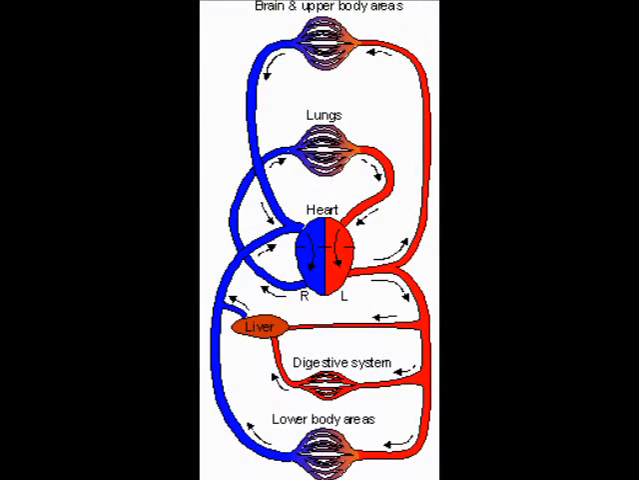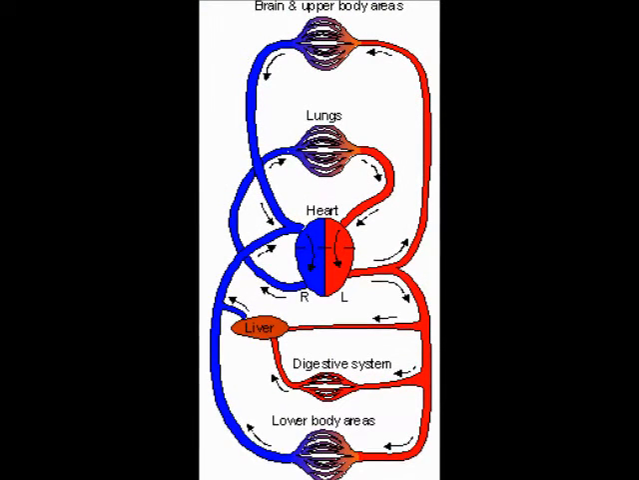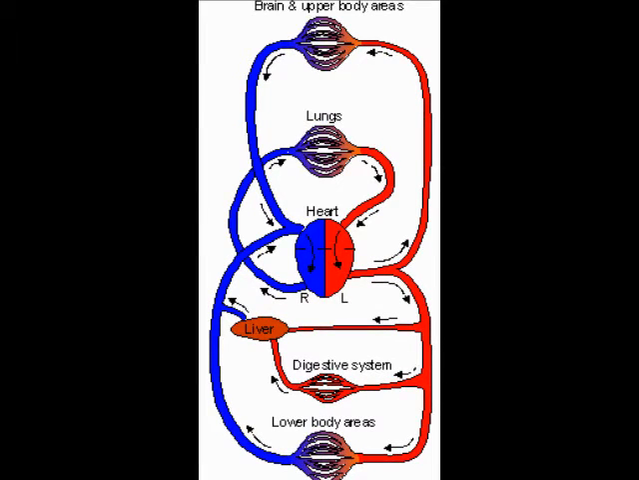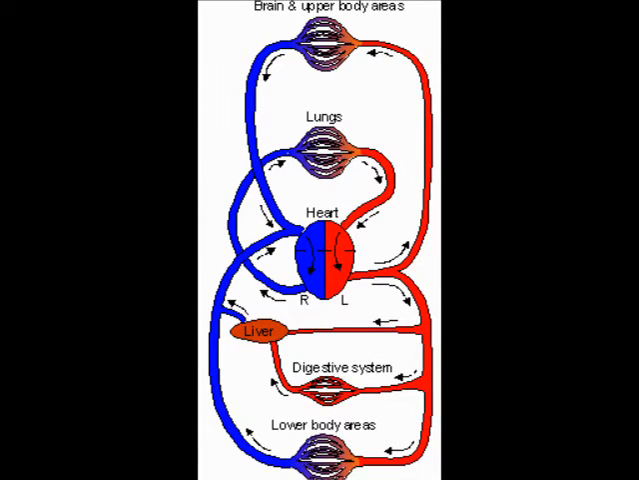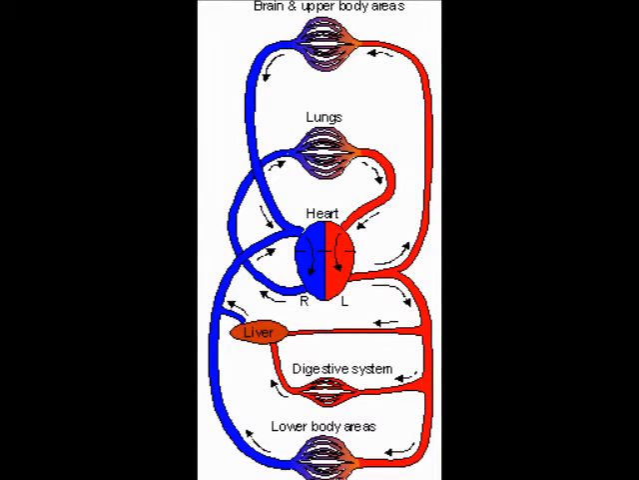The overall pattern of blood flow through the body is something like a figure eight. The heart is at the center where the two loops cross. In the first loop, blood travels from the heart to the lungs and then back to the heart. In the second loop, blood is pumped from the heart throughout the body and then returns again to the heart.